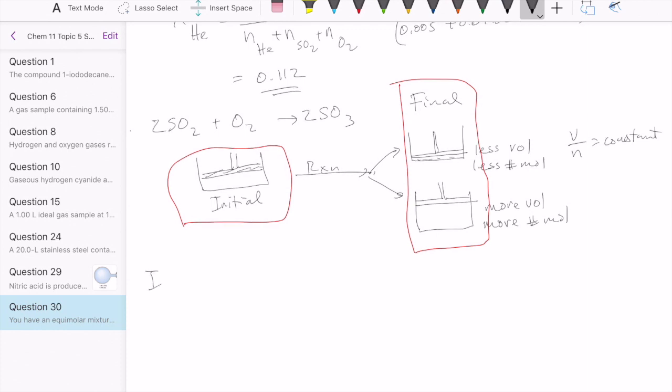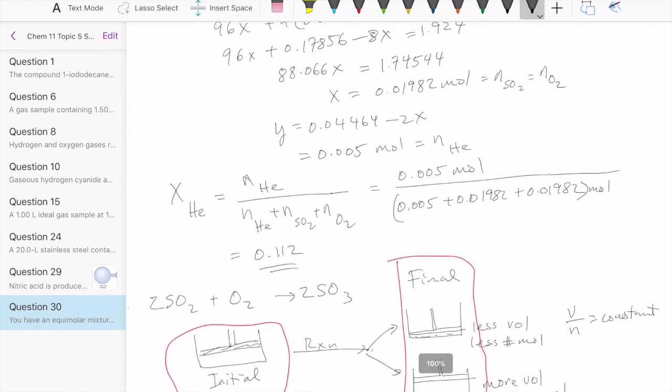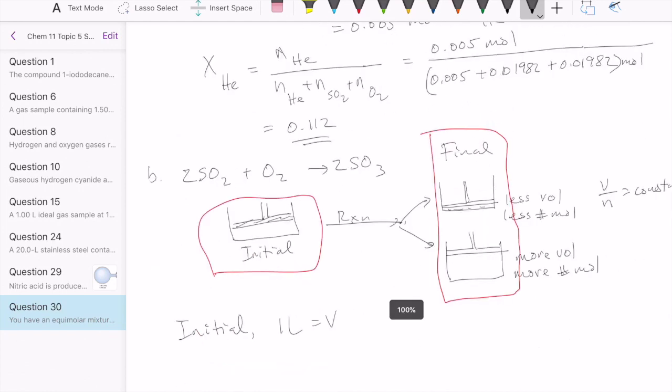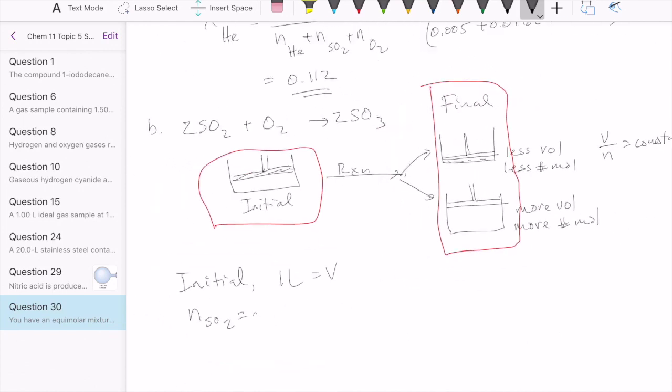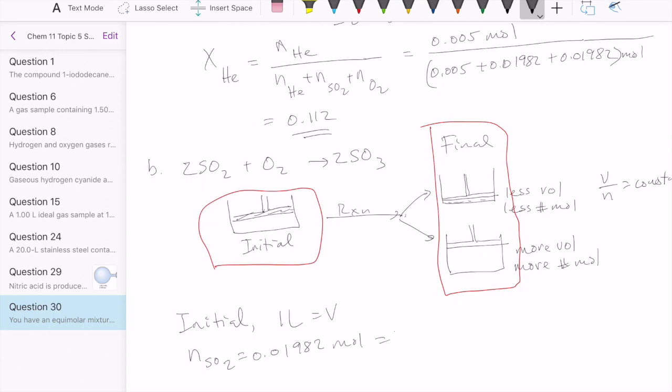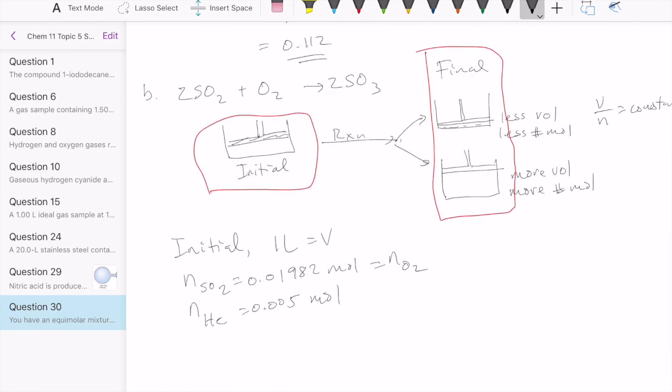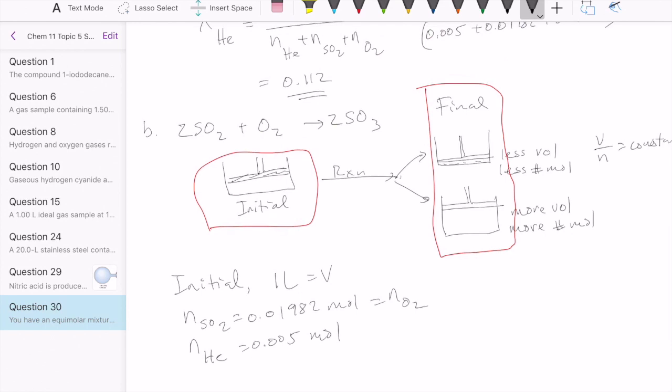So initially, we assume 1 liter, right? The number of moles we have are the ones that we calculated in part A. Okay, which was n SO2, this number right here, 0.1982. And that's also the number of moles of oxygen. And then the helium was 0.005. Now you say, well, why do I care about the helium? Well, the helium, you don't care about in the reaction, but you have to care about it because it's still in the container. So it's going to cause the volume to change either up or down, depending on whether the whole number becomes bigger or smaller.